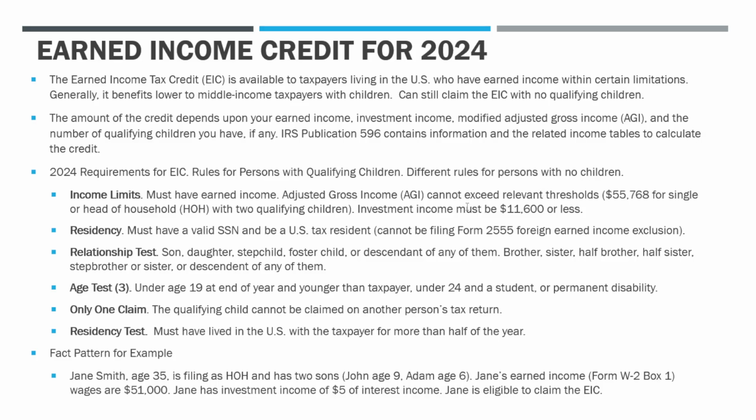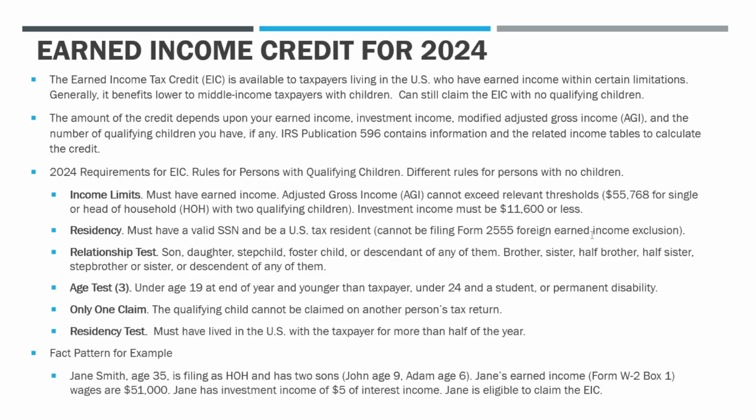All right, and so this is the list for what will apply to our example. We have an individual that's going to have two qualifying children. So the income limits, again, you've got to have earned income. Your AGI can't exceed the relevant threshold for the year. So for this year, if you're a single filer or head of household and you have two qualifying children, if your AGI is going to be above $55,768, you're not going to get any credit whatsoever. And this is only one of the summaries.